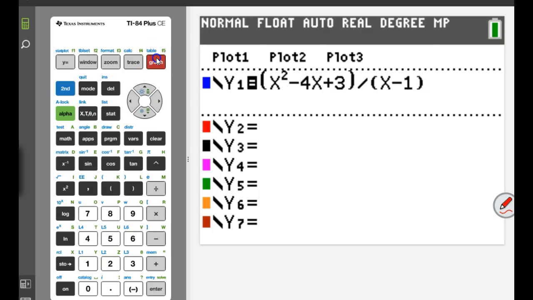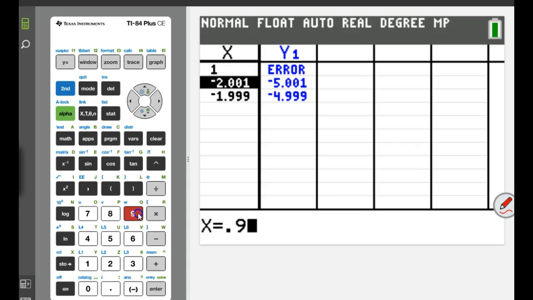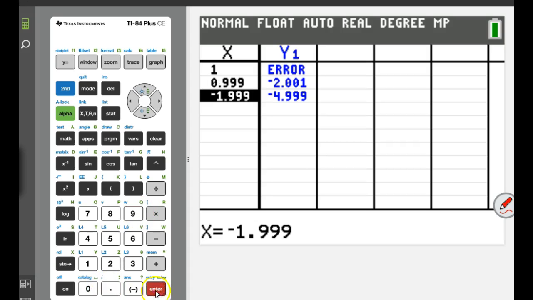If you actually graph it, it's going to have an undefined place. What are we finding the limit at? 1, right? So 1 is going to give me an error, but the question is, is it approaching the same thing from above and below? What's just below 1? 0.99. What's just above 1? 1.001. Is it approaching the same thing? Yes. Okay.